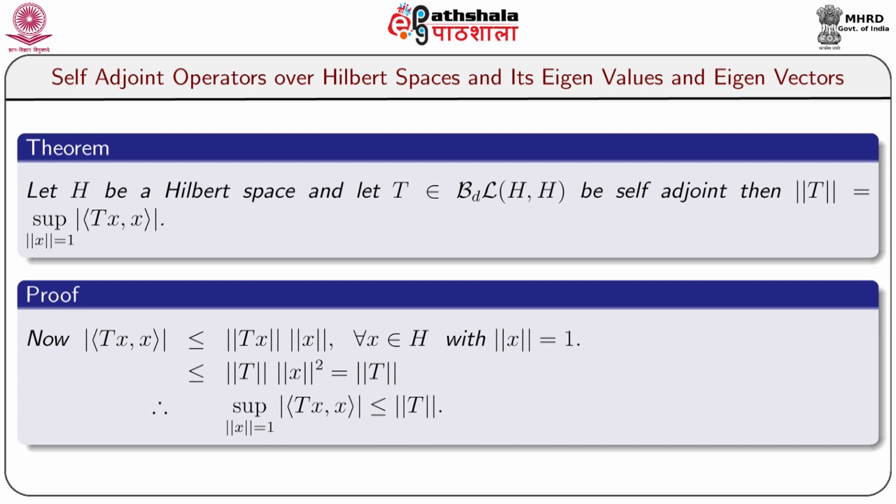The proof looks like this. Now, modulus of inner product ⟨Tx, x⟩ is less or equal to norm Tx into norm x for all x belongs to H with norm x equal to 1, which is again less or equal to norm T into norm x square, which is equal to norm T because norm x equal to 1. Therefore, supremum of modulus of ⟨Tx, x⟩, where the supremum is taken over all such elements x with norm x equal to 1, is less or equal to norm T.